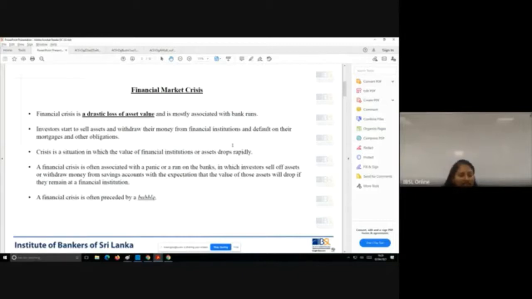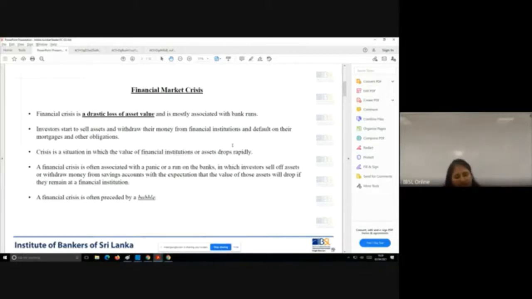So what is a financial market crisis, or what is a financial crisis? When we say financial crisis, what are we referring to? We are referring to a drastic loss of asset value.